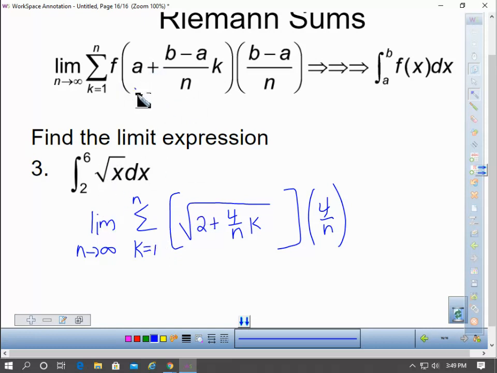So you're just substituting into that function a, which is your bottom. This is from a to b. A is your lower subscript or lower limit of integration. So that's your 2 plus, and then b minus a is 4. So 2 plus 4 over n times k is what gets put in here in place of x. And then multiplied by another 4 over n. That's my answer. Boom, done.